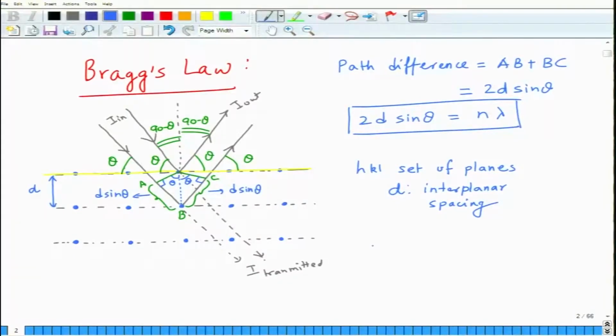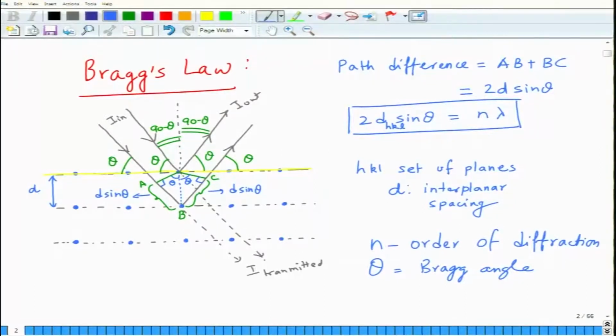So, here n is defined as the order of diffraction, theta is the Bragg angle or the diffraction angle, lambda is the wavelength. So, you can see here, let us say if you are using a fixed lambda, and you know from the knowledge of d_hkl, all right.